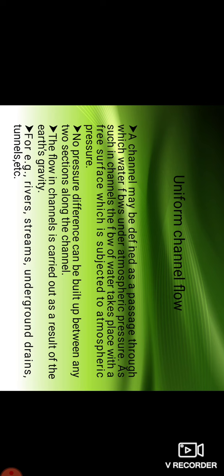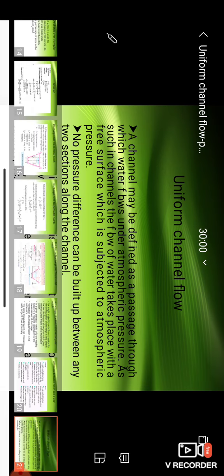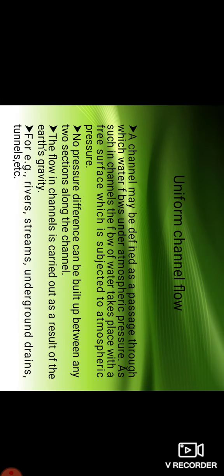That is uniform flow channels. So here, what is a channel? I think it should have been explained before, in the starting slide. Okay, what is uniform channel flow? A channel may be defined as a passage through which water flows at atmospheric pressure. And what is the difference? When water flows through pipes, it is called flow through pipes, and when water flows through channels under atmospheric pressure, it is called uniform channel flow.